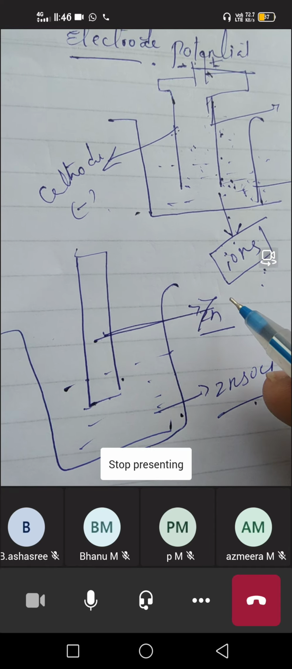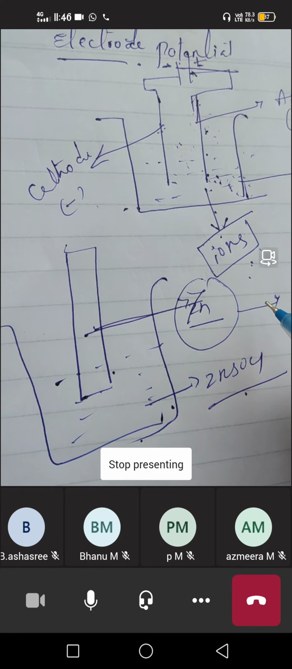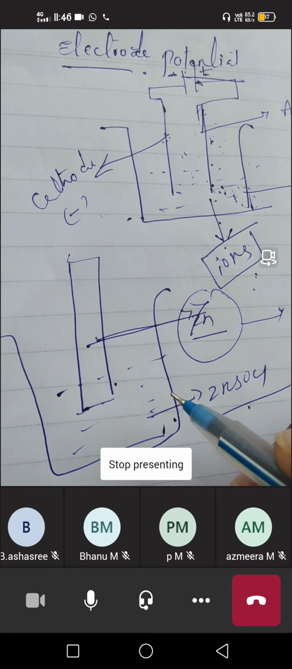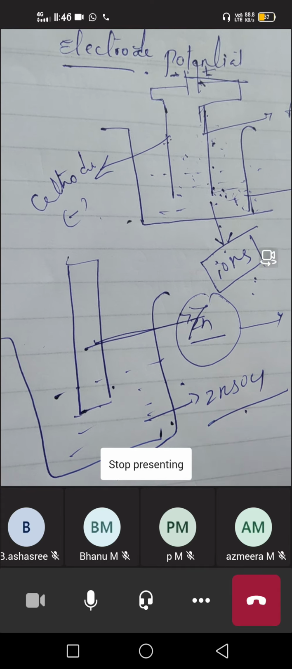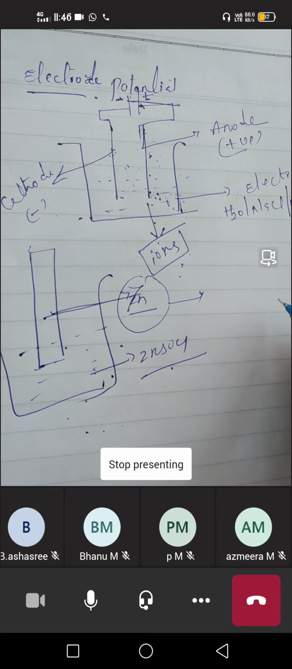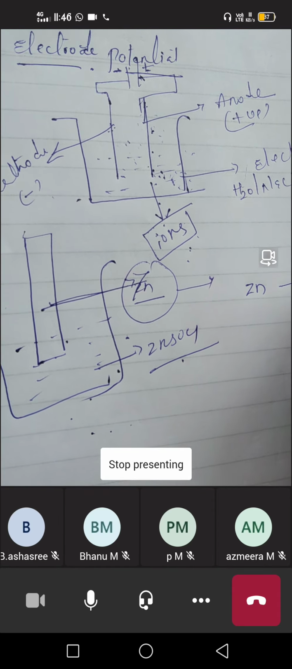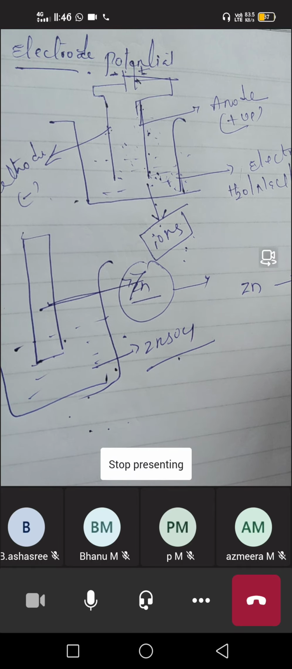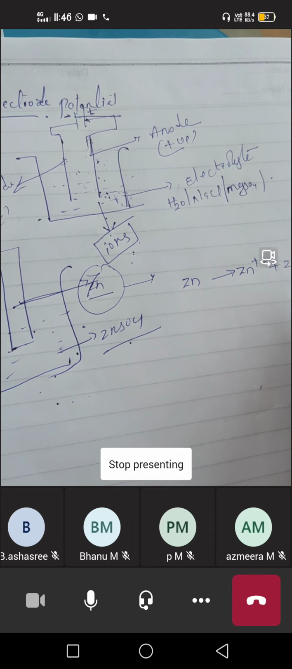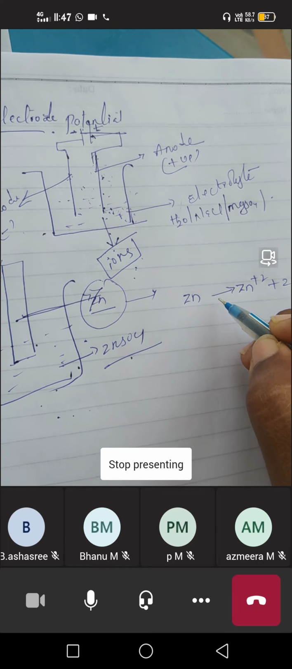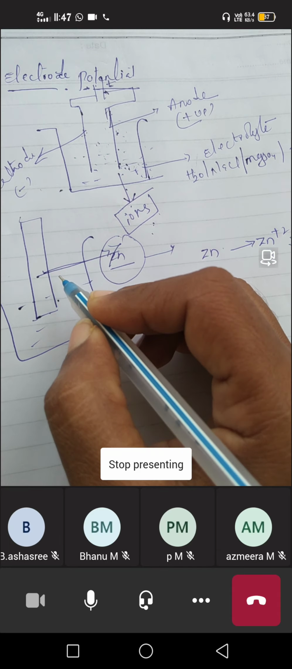Zinc has the tendency to undergo oxidation when put in a salt solution. When zinc is immersed in the salt solution, it undergoes oxidation. Oxidation means loss of electrons. So zinc is converted into Zn2+ by the loss of 2 electrons. So here zinc is undergoing oxidation.